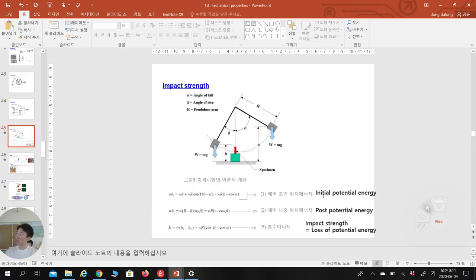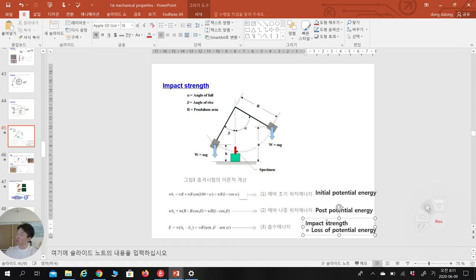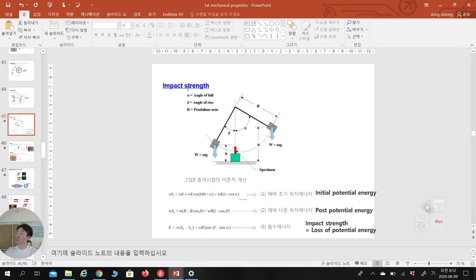Then this is the initial potential energy, and then the post potential energy, and then minus. Initial minus post. This is the impact strength. So even though they say strength, this is not expressed as a megapascal or newton, okay? Their value is joule, okay? So you have to remember, this impact strength cannot be expressed as a megapascal. It is labeled as a joule. So this is a little bit complicated. Anyhow, the meaning is how much energy decreased during the breakdown of the material.